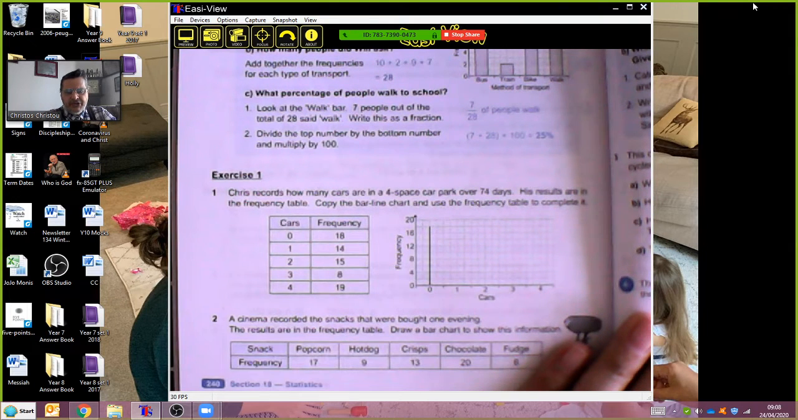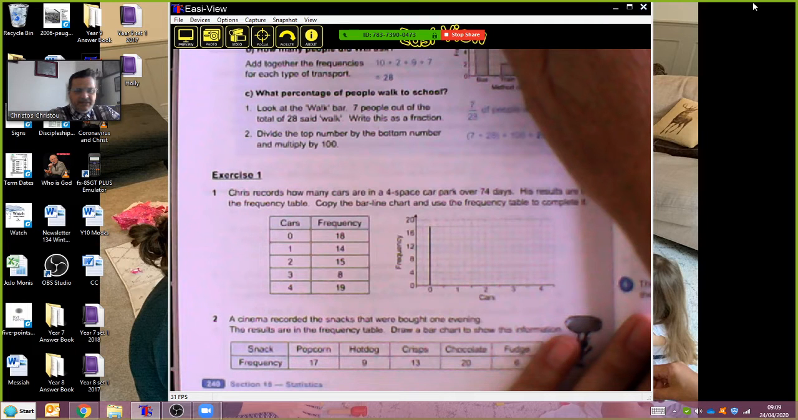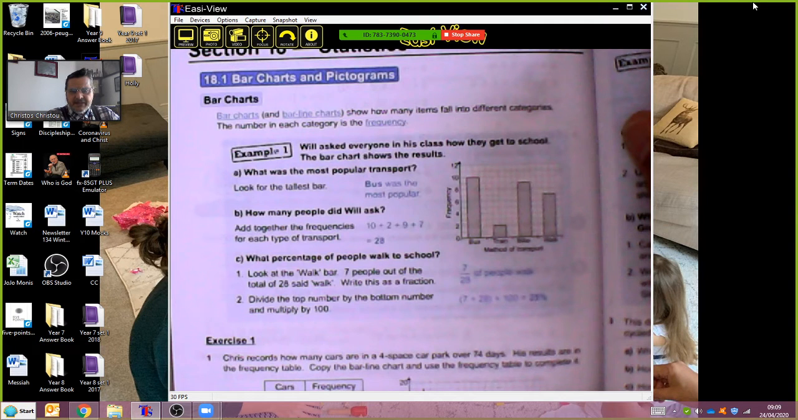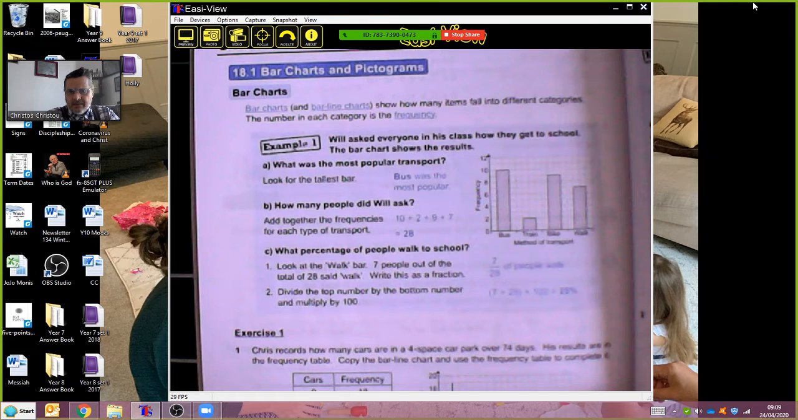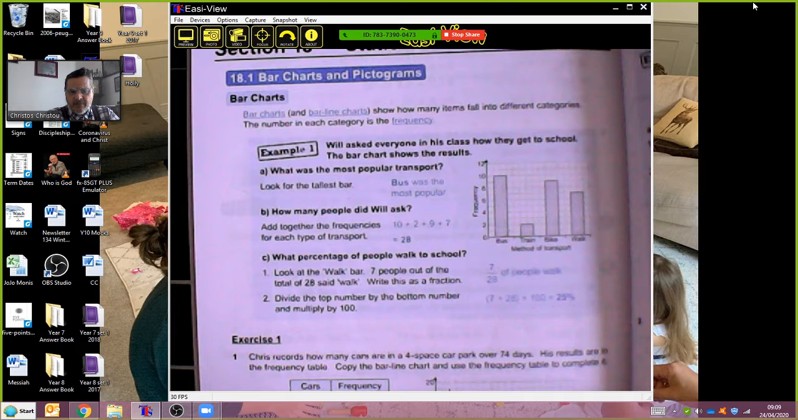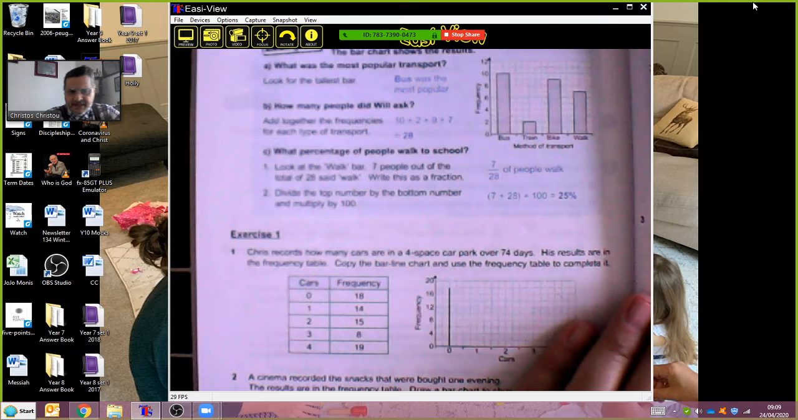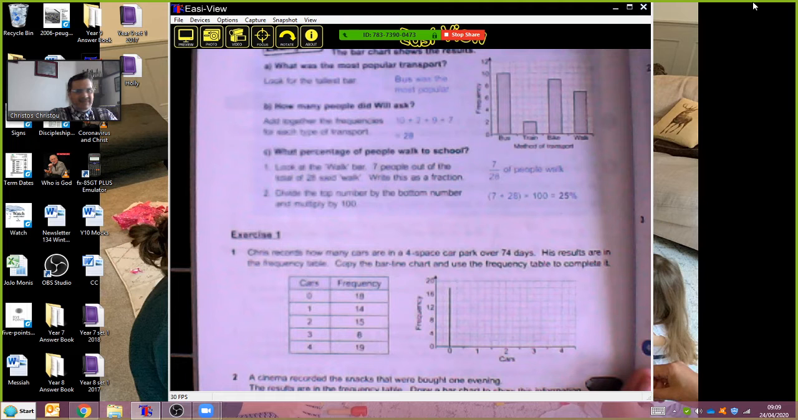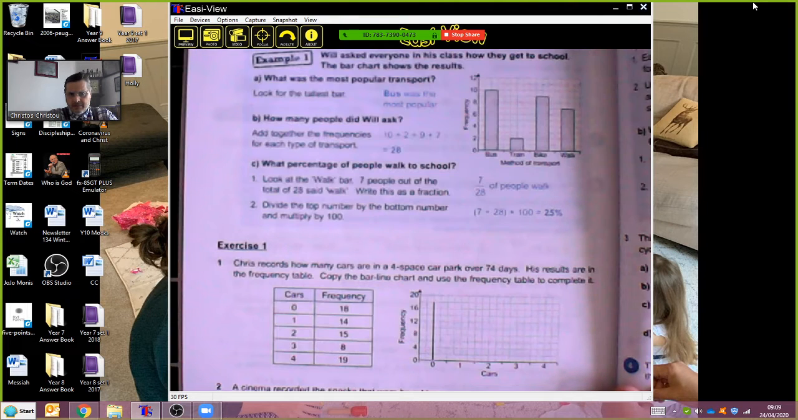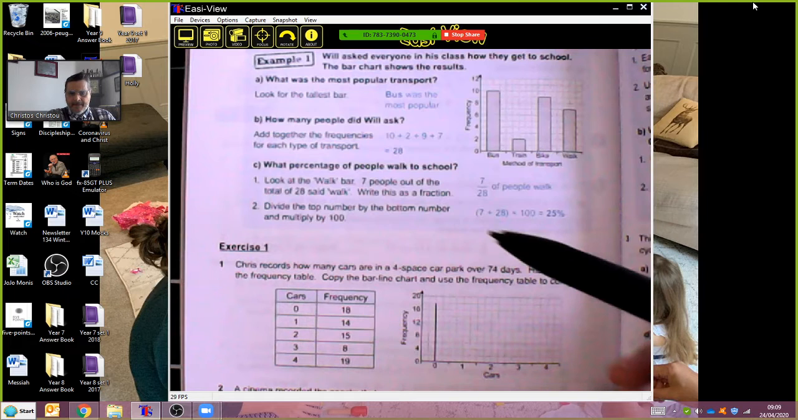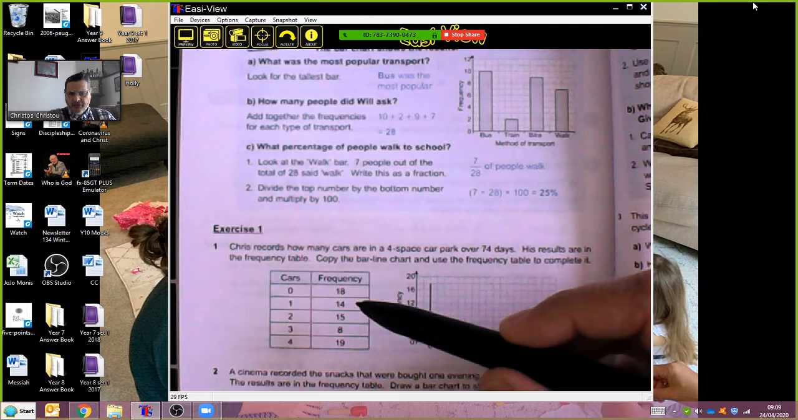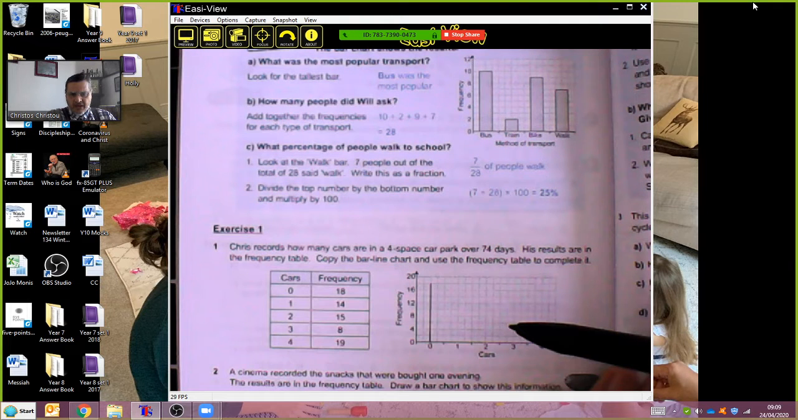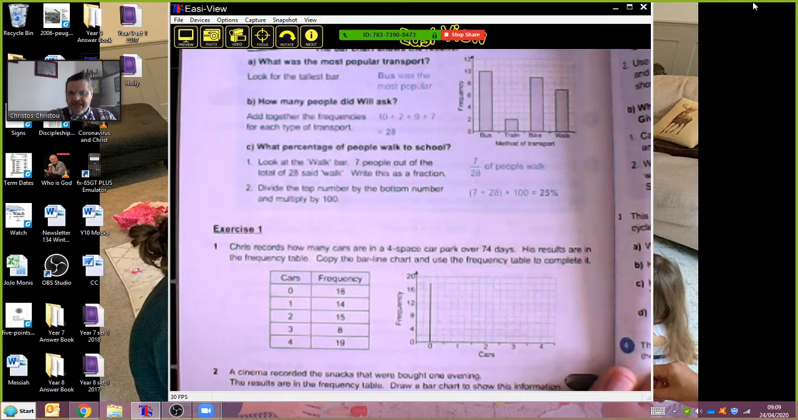Copy the bar line chart. Please note with these ones, it's not a bar like this. It's just a vertical line graph. On 18 days there were no cars there at all, so it goes up to 18. On 14 days there was one car, so this is one car. Draw a line up to 14. Is that okay? You understand that?